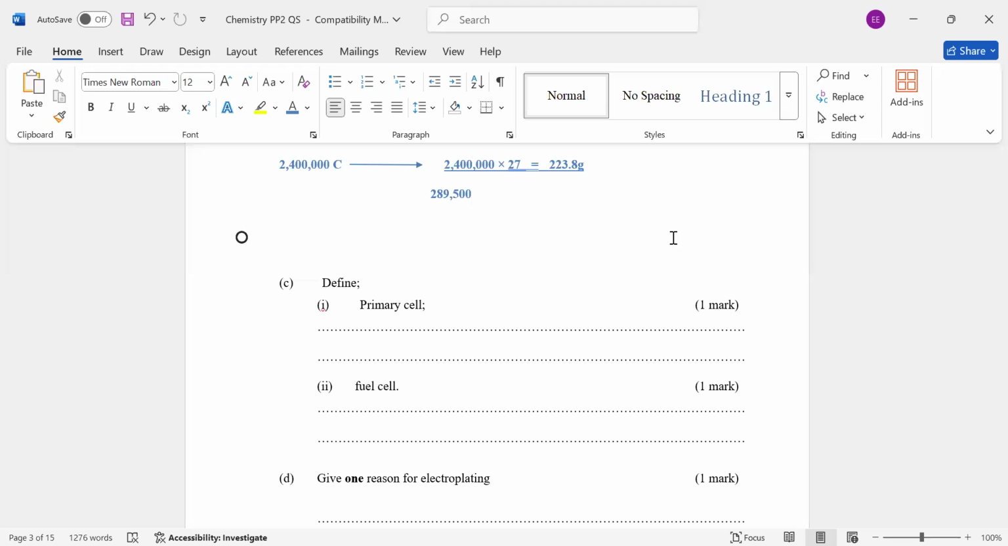Queenix, I don't know whether you are defining the primary cell or giving me an example, but at least your hand is up. Yes. I guess I'll do both. Primary cells, these are types of cells which cannot be recharged. For example, the dry cell. Very correct. He has given the definition, and apart from definition, he has also given the example, a cell that cannot be recharged after use. The dry cell, the mercury cell, those ones are primary cells.